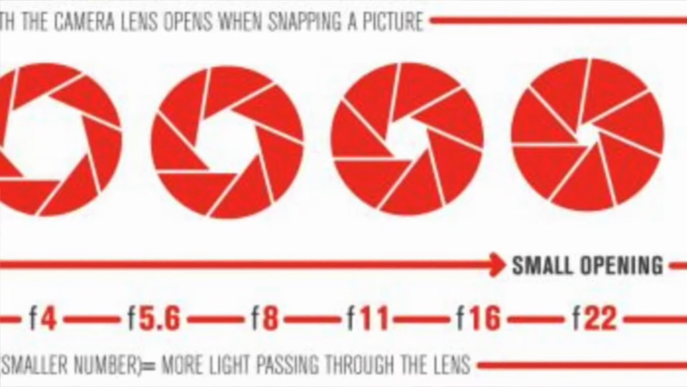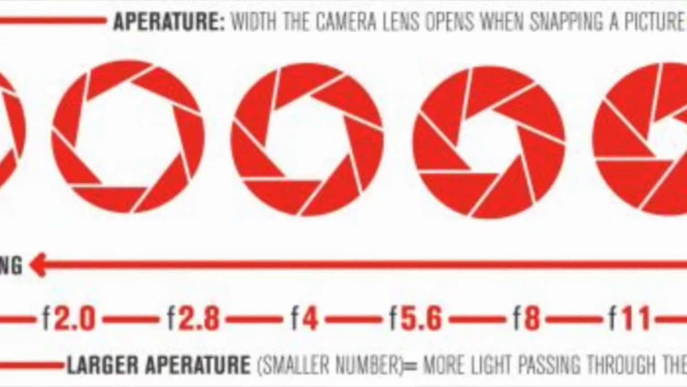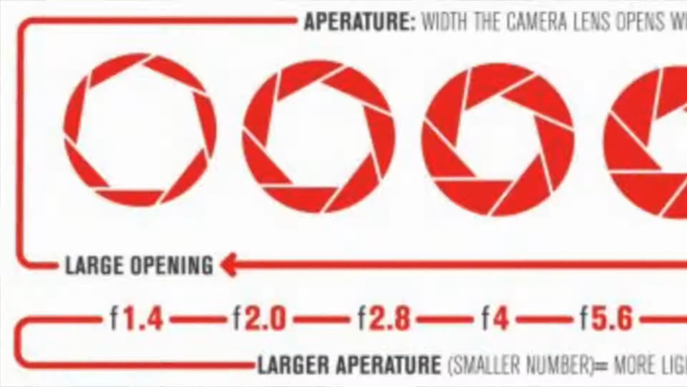We will start with aperture. To get a shallow depth of field, we need a large aperture hole, which means a small f-stop number. So a small aperture number, such as f2.8, is actually a large aperture opening. The larger the opening, the shallower the depth of field.